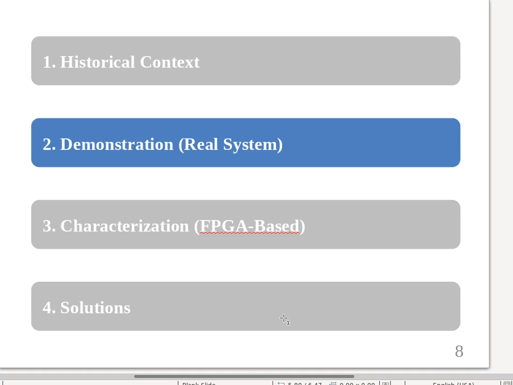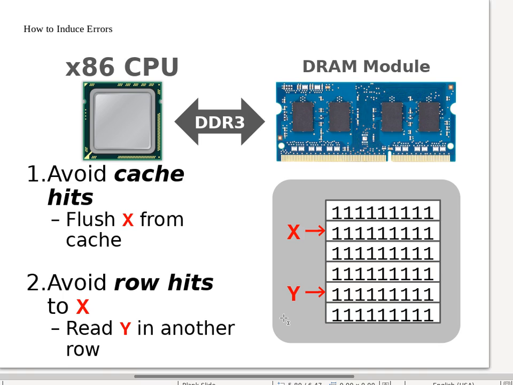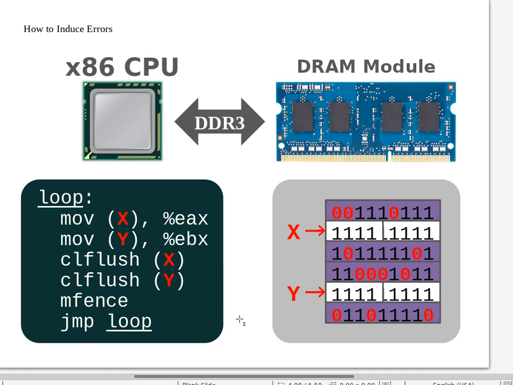This is another slide. So let's do a demonstration. The idea is you have x86, and you have your DRAM module, which is storing your memory. This is DDR3. You have to avoid cache hits, and this is something you can actually do inside of x86 because they have an instruction called flush. So you can constantly just be flushing the cache. And you need to avoid row hits, so you read from X and Y in order to affect the bits on there.